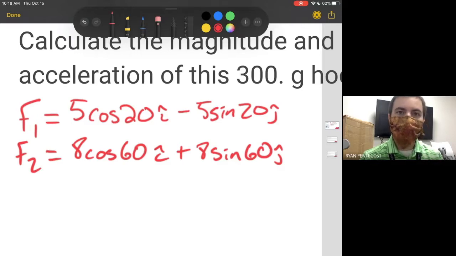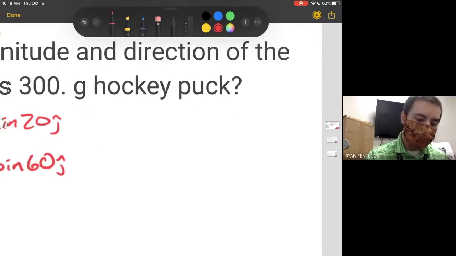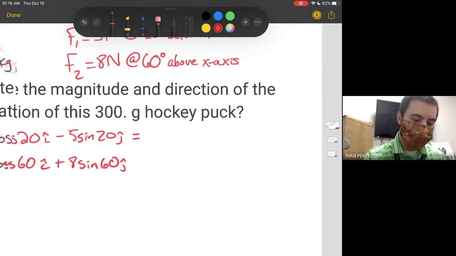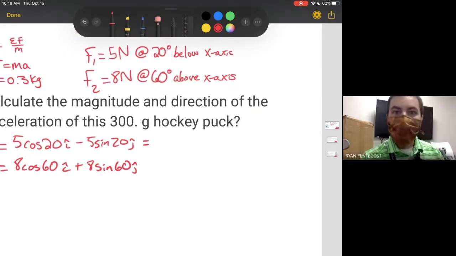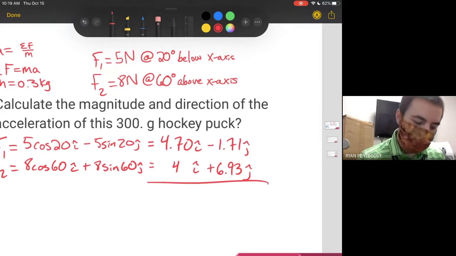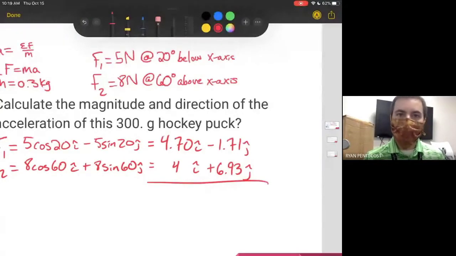Now, before we do this math, we don't want to add 5 cosine 20 and 8 cosine 60. We're going to want some actual values for those. So I've already done the math on those. Oh, no, I haven't. So let's look at that. So a lot of calculator work. I'll skip through this. All right, we're back. So I did the math real quick off camera. We've got 4.7 i hat minus 1.71 j hat. And then for force 2, we've got 4 i hat plus 6.93 j hat.